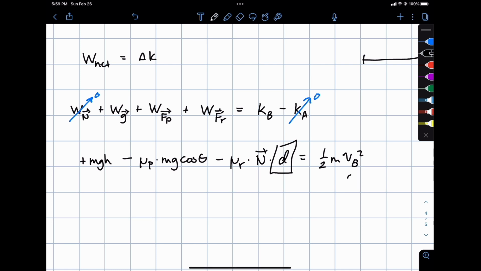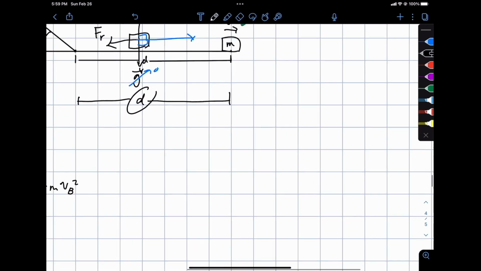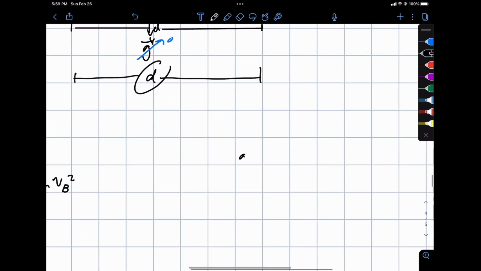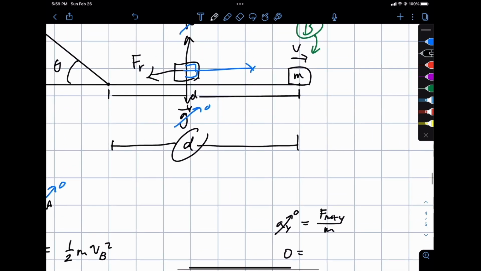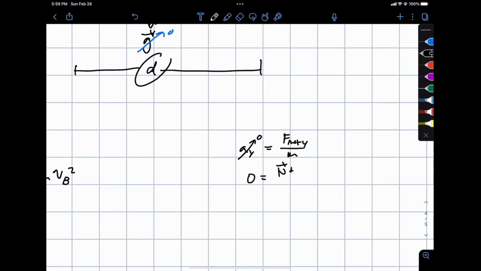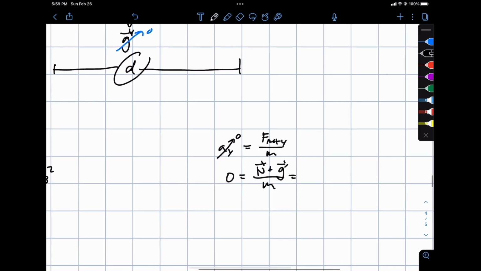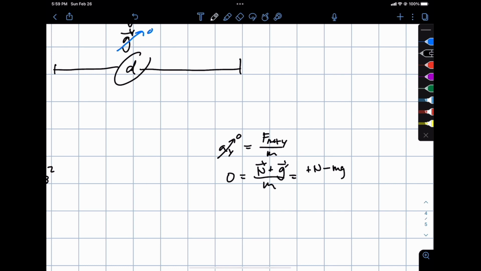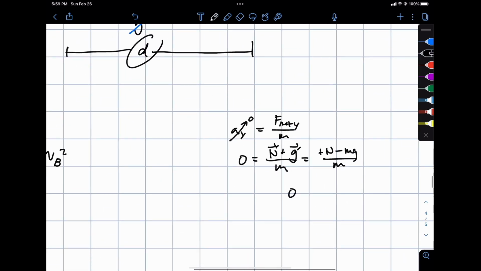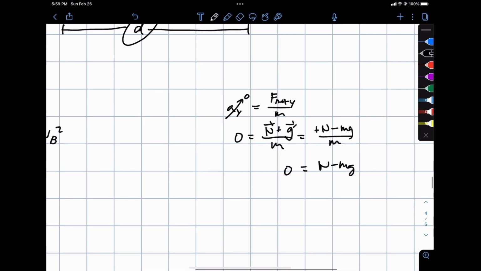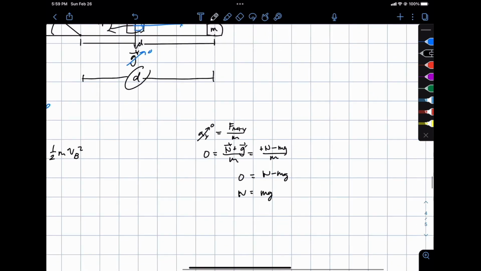v is given, and we don't know what that is. We will solve for that, but we can write it out as an equation and dump it in this whole thing. So what is n? Like earlier, n is in the y direction, and we know that the acceleration in the y direction equals 0. And 0 equals, in the y direction, the normal force plus gravity over m. It's going to be positive n minus mg. So 0 equals that. You can solve for n. Right, n equals that.